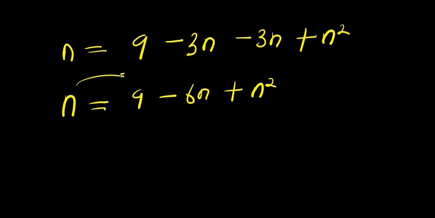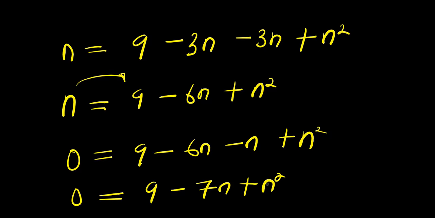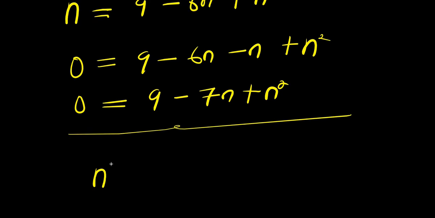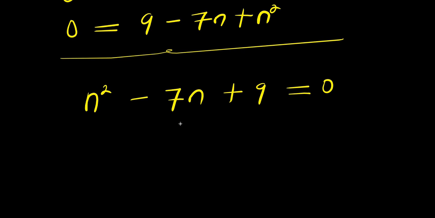I move n towards here, this becomes 0, equals 9 minus 6n, minus n plus n squared. From here you have 0 equals 9 minus 7n plus n squared. I rearrange this. I have n squared minus 7n plus 9 equals 0. Now I need to solve this quadratic equation to find the values of n. So let's solve this using the formula method.